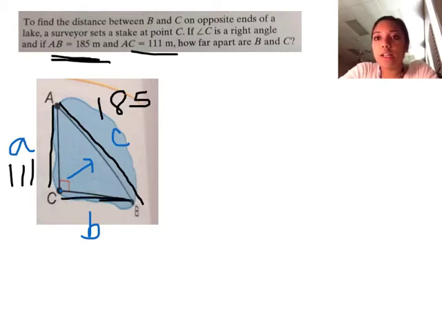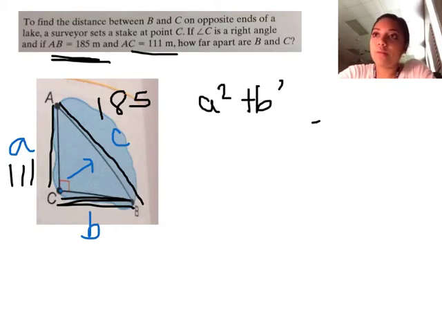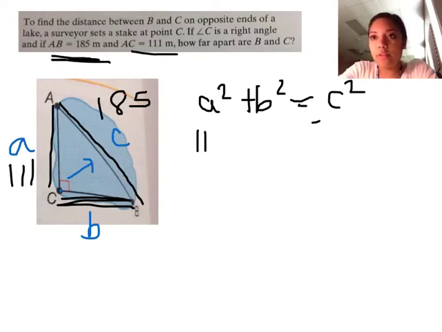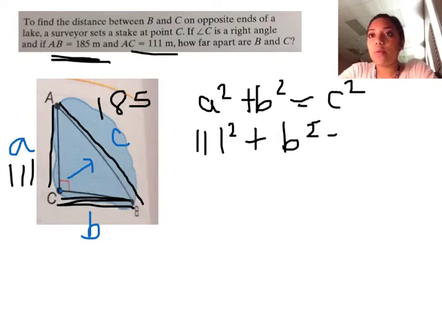So I don't know this. I don't know what B is. So now I just plug into my equation. A squared plus B squared equals C squared. And A squared is 111. Man, my handwriting looks really bad. B squared, I don't know, equals C squared, which is 185 squared.